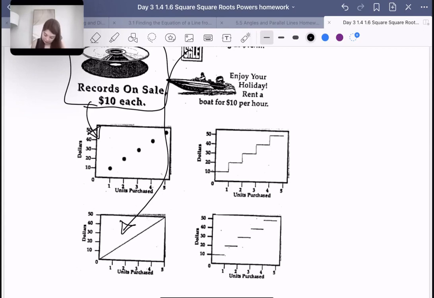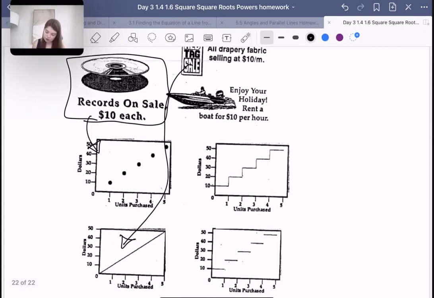All right. The next one says, enjoy your holiday. Rent a boat for $10 per hour. Okay. Well, let's see. The only difference between these two is this one has this stair here where if you go up to 1 hour, then it's $10, which makes sense, right? If you do an hour or less, they'll charge you for an hour, right? If you do between 1 hour and 2 hours, they would charge you $20. If you do between 2 and 3 hours, they would charge you $30, and so on.